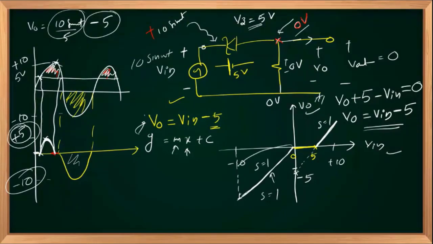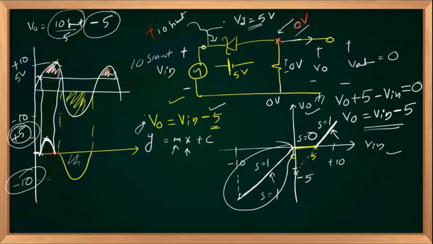The first part of the transfer characteristics passes through origin. Second is flat with slope equal to 0. Third one has a slope 1 and it never passes through origin. It has a y-intercept of minus 5. So that is the transfer characteristics, input and output waveform.